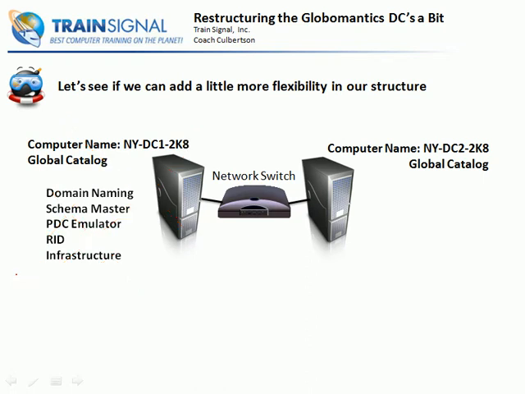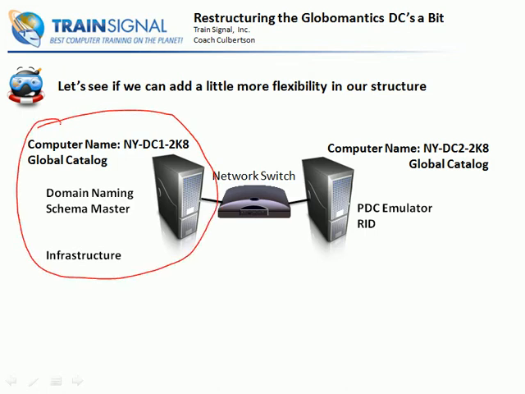So here's what we're going to do to help out and provide some flexibility in case of failure. First of all, we're going to take the PDC emulator master and the RID master, and we're going to put those guys over on DC2. So DC2 is really going to become our main primary domain controller, or at least act in that capacity, which then leaves the other 3 masters over here on DC1. And you know what? That's going to be okay because both of our domain controllers are global catalogs. So that means the infrastructure master could be on either one of these boxes. It doesn't make any difference.